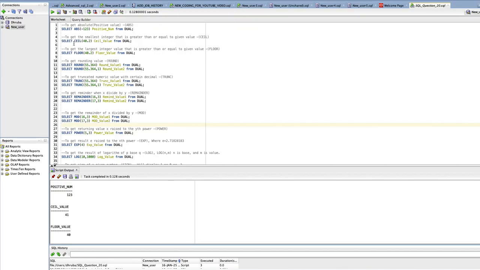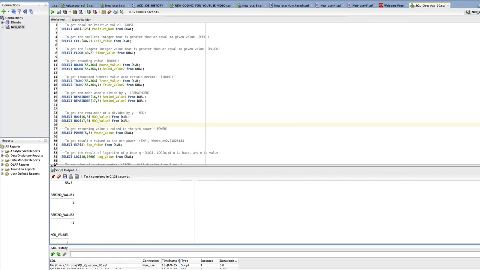The second function is the ceiling function. Ceiling of 40.2 has converted to 41. The third one is the floor function. Floor of 40.2 has converted to 40. The next one is the round function. Round of 55.364 has converted to 55 because the default here is 0 decimal points. Similarly, round of 55.364, 1 indicates one decimal place. It converts into 55.4. The next one is the truncate function. Truncate of 55.364 converts into 55. Trunc of 55.364, 1 decimal point, converts into 55.3.